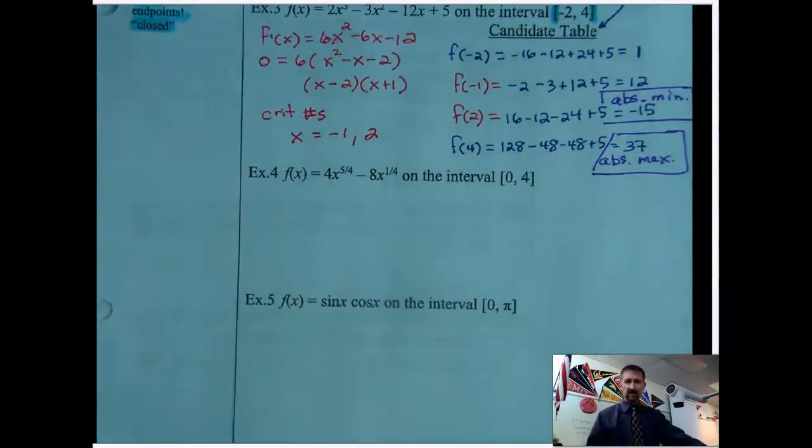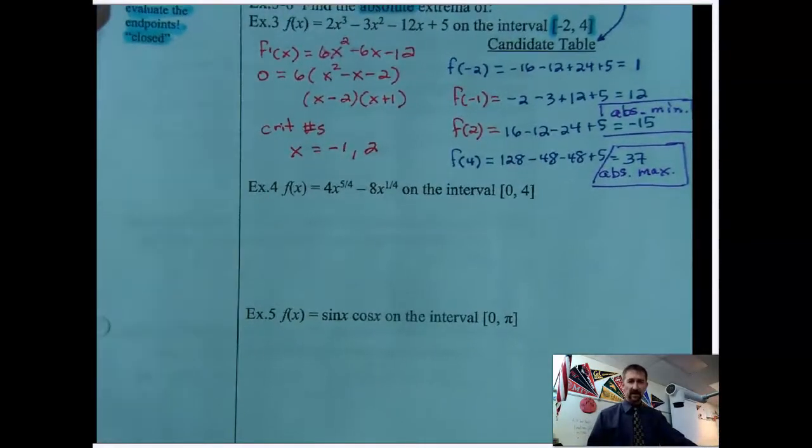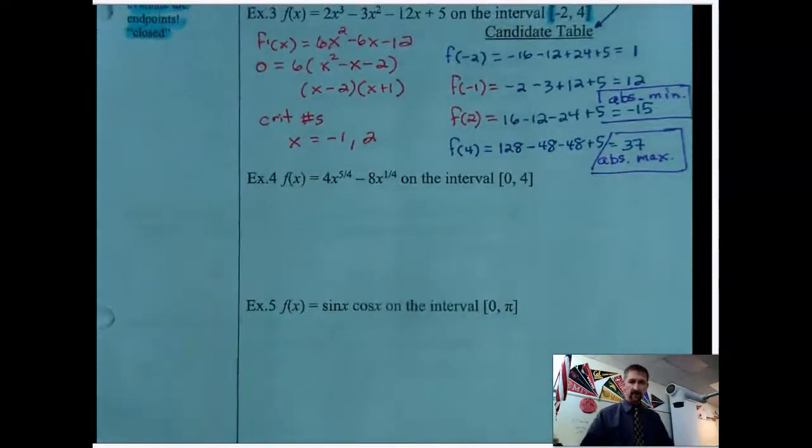I don't have this stuff highlighted because it's all testable. So if you want to highlight all 6 examples, go ahead and do that.